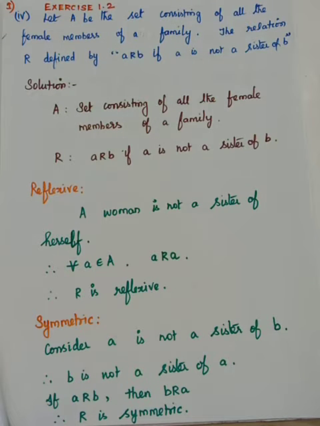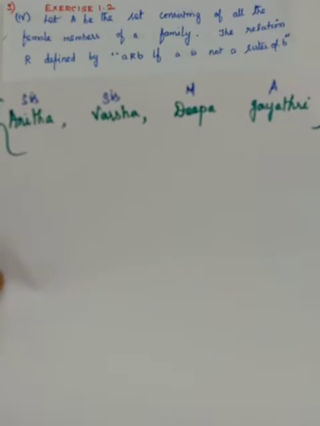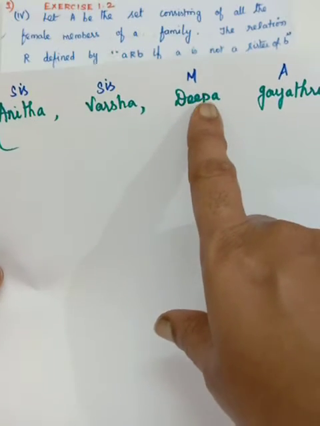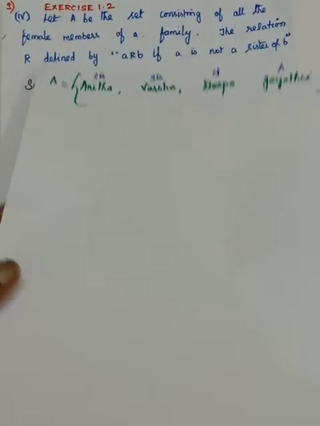So first we will see the reflexive. Reflexive means what? For all the elements from the set, the element is related to itself. Okay, so here the set has the female members of a family. So I'll take one family here: Anita, Varsha, Deepa, Gayatri. Anita and Varsha are sisters. I have taken it like this. Deepa is a mother and Gayatri is an aunt in that family.